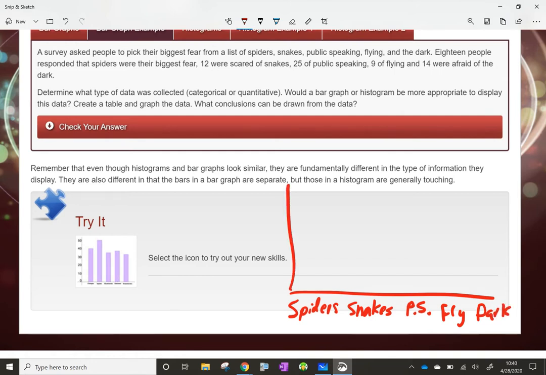So we have 12 people are afraid of snakes. Oh, it says 18 people. This is weird. 18 people said their biggest fear is spiders. So if we do this by like 5, maybe 5, 10, 15, 20, 25. 18 people are afraid of spiders. So the bar for spiders would go up to about 18. Snakes, you've got 12 people were scared of snakes. So its bar would go up to about 12.